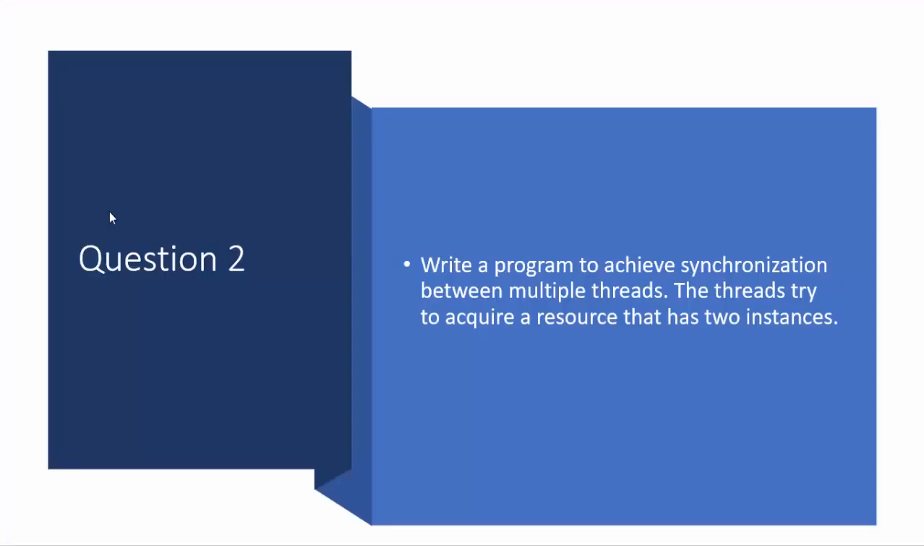Now coming on to the second question. Write a program to achieve synchronization between multiple threads. So first thing that we are required to do here is we need to create multiple threads depending upon the user, how many the user wants. Then all those threads will try to acquire a resource which has two instances. How many instances? Two instances. So if two instances are there, this means at a time two threads should be able to acquire the resource. One thread will be able to acquire one instance, and the second thread will be able to acquire the second instance. If there are more than two threads, let's suppose there are three threads, the third thread should wait for its chance. Means when one of the threads releases one of the resources, then only the third thread should be able to acquire it. So this is what we are going to do.